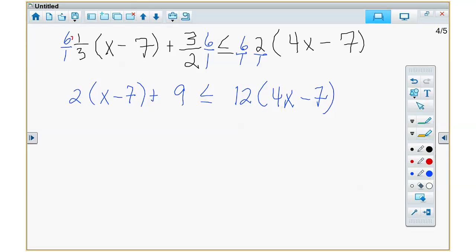When you find the common denominator of 3 and 2, they're both prime. So what do you do when they're prime? Multiply them together. What if this was a 2 and this was a 4? You multiply by 4. What if this was a 2 and this was a 7? You multiply by 14. What if this was a 2 and this was an 8? You multiply by 8.